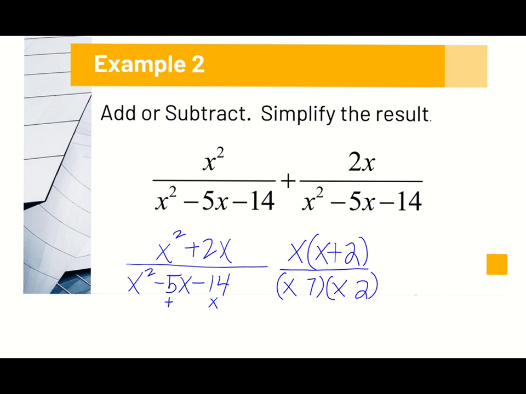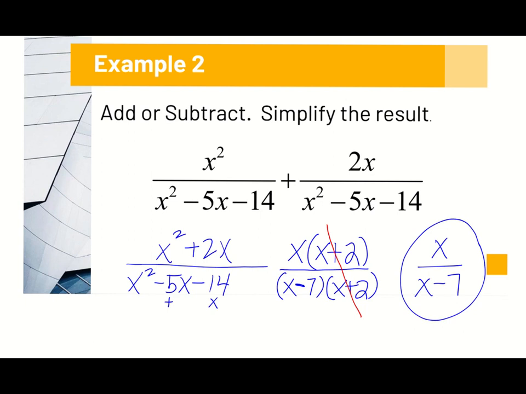And since I'm adding to a negative, my larger number has to be negative. So I've factored the top and bottom, so now I need to see if anything cancels. And I have an x plus 2 on the top and bottom. So my simplified result of adding these two rationals would be x over x minus 7.